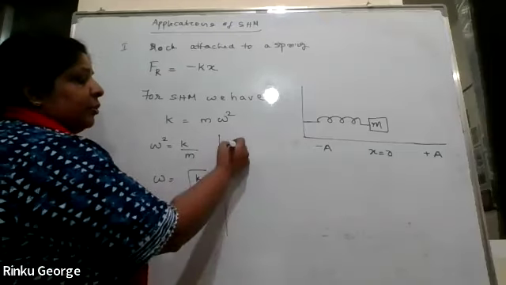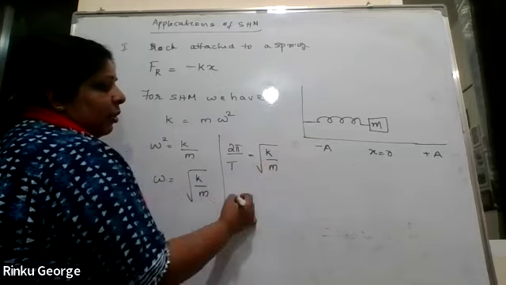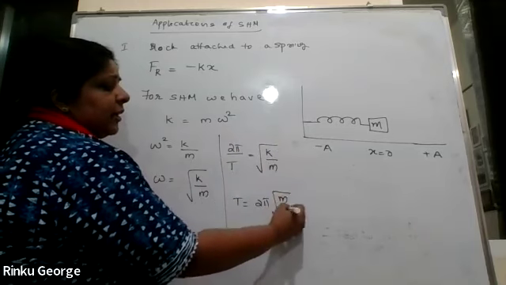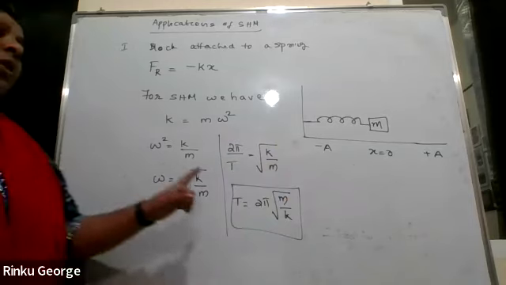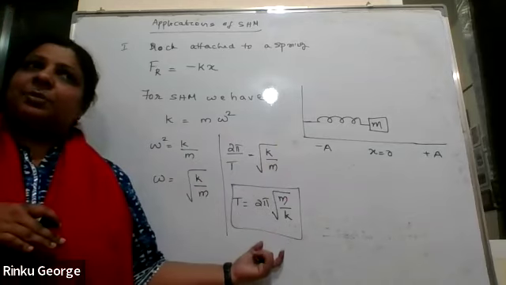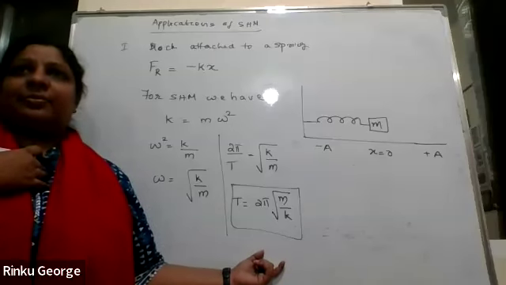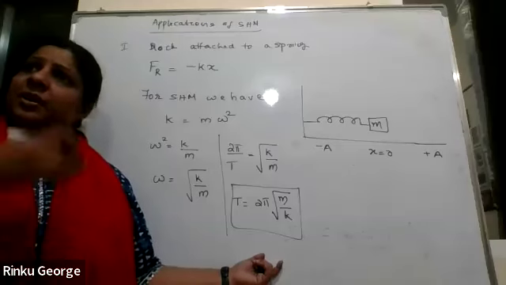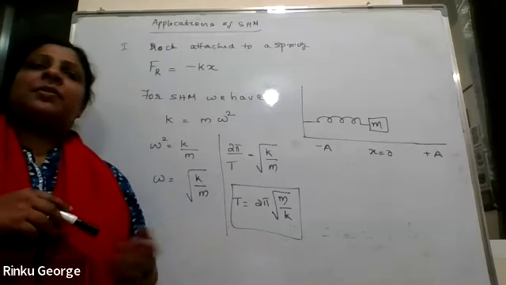Okay. So 2 pi by T is equal to root of K by M, or T is equal to 2 pi root of M by K. That is the first application. We are actually finding the time period in applications. This formula we already derived when we were doing the parameters of SHM. But if they are specifically asking for spring, you should know. That's why it's separately given in the textbook.